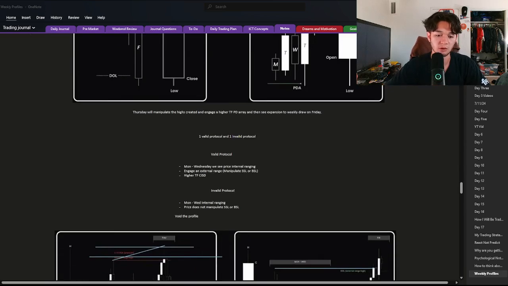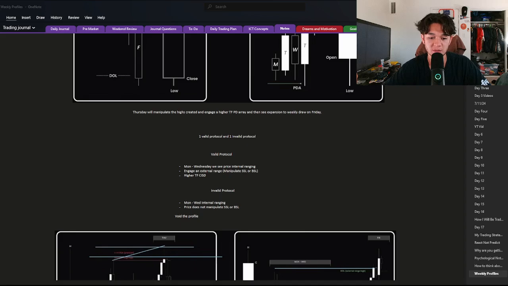So one valid protocol, one invalid protocol. Same thing pretty much. Monday and Wednesday, we see internal price range. We then see Thursday manipulate the high for bearish. We see Thursday manipulate the high, and then we look for that 1 hour change in the state of delivery. That's when the midweek profile is confirmed.